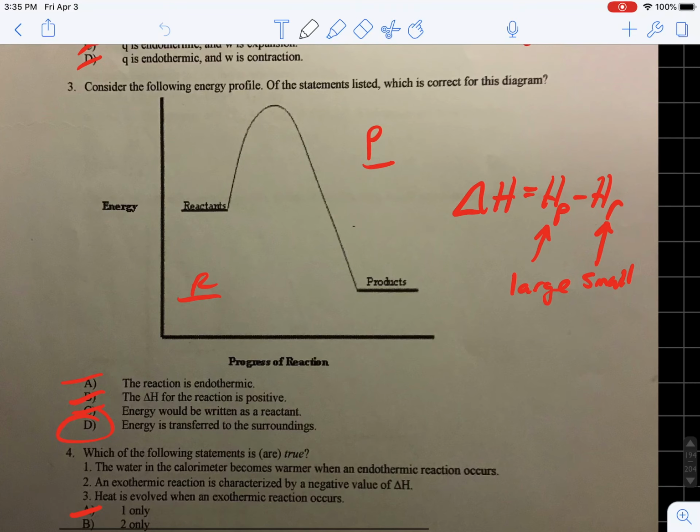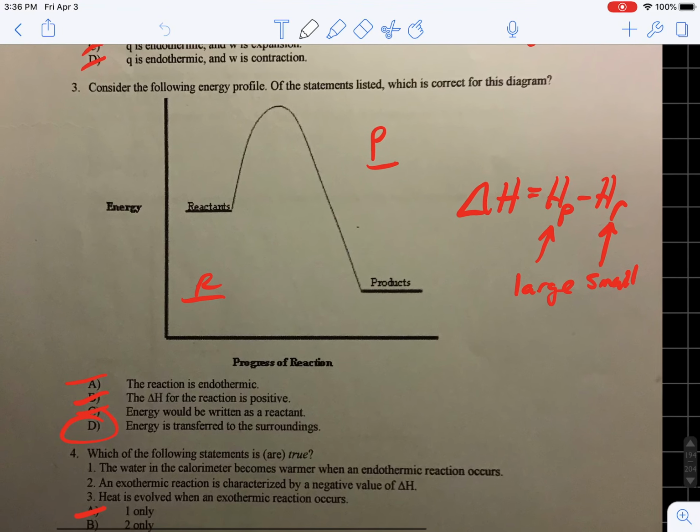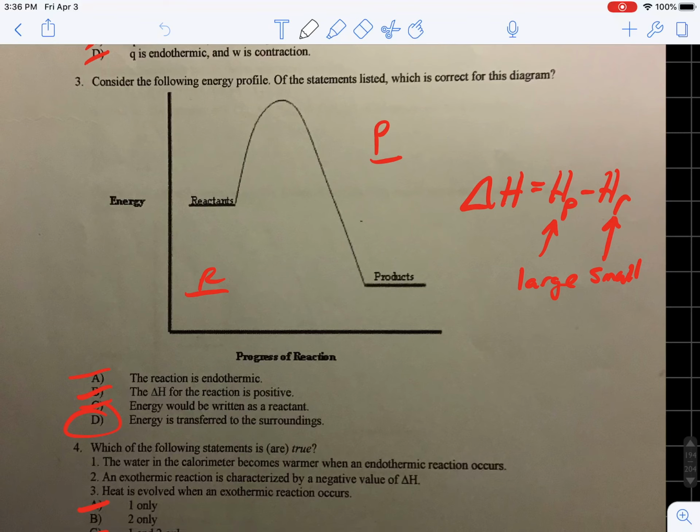Question number 3. They give you an energy diagram and they say, all right, which statement is correct? And I eliminated A, endothermic, because to go from endothermic, you start with low energy reactants, high energy products. So that's out. Delta H positive means endothermic. This is not. And C is eliminated. Energy would be written as a reactant.